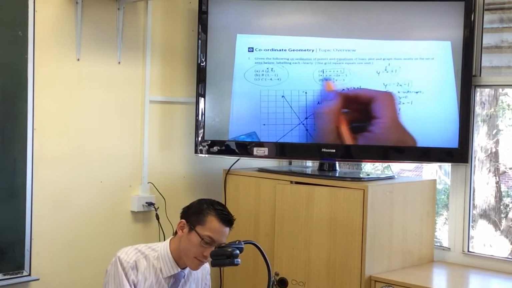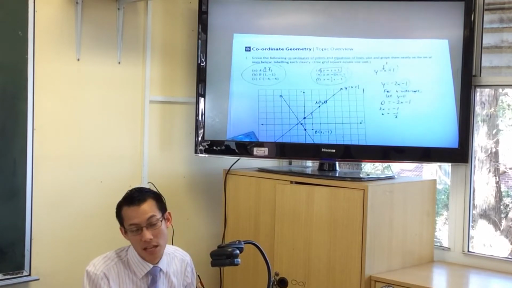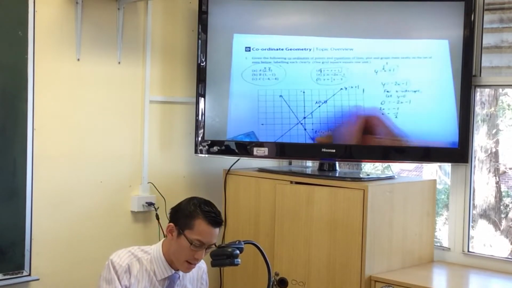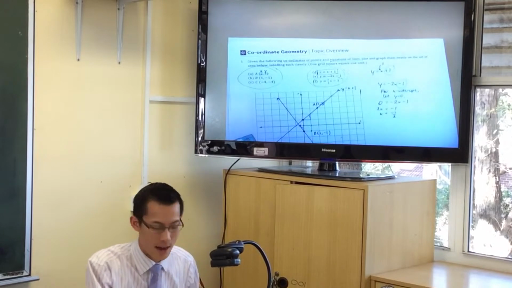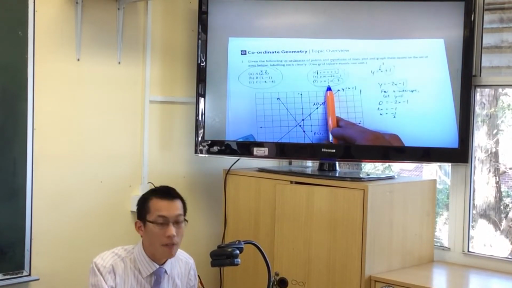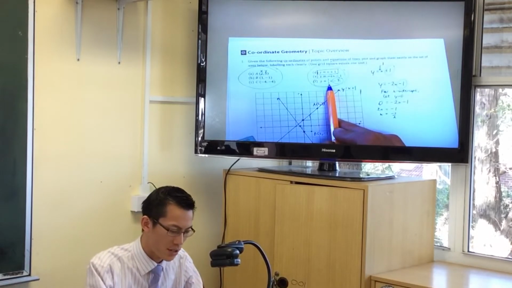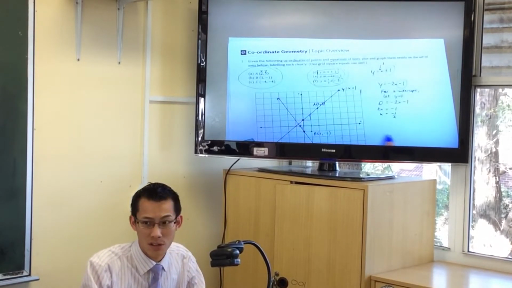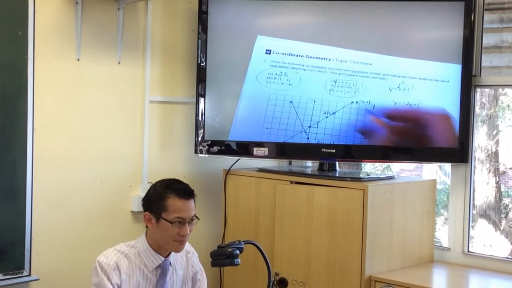Last one. Y equals 1/2x minus 3. I'm going to do that the same way I did before. So you've got that -3 down there. That's my y-intercept. Here you go. And I've got the gradient of a half. So that means every time I go across 2 units, I'll go up 1.